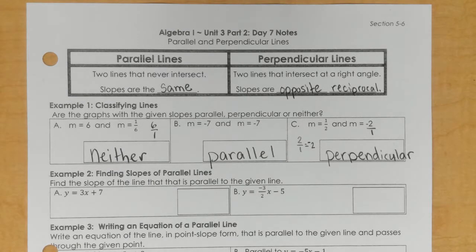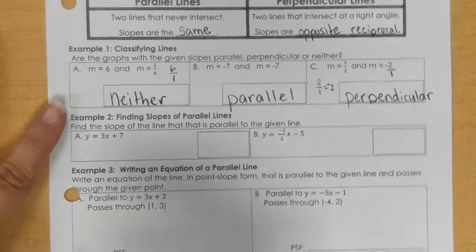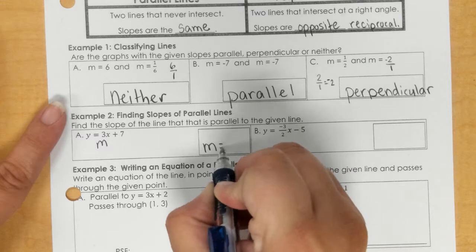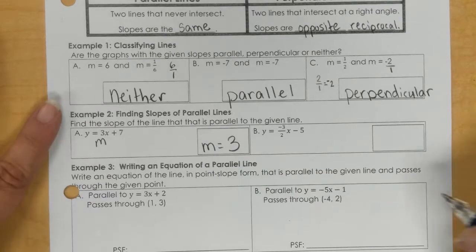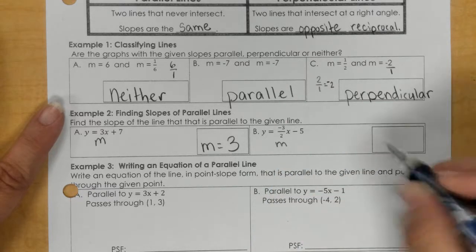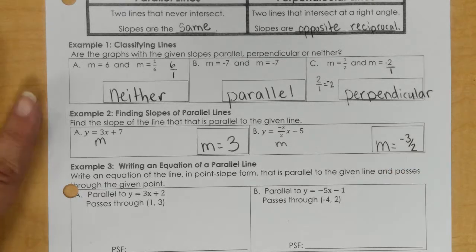Alright, so in example 2, this just wants us to find slopes of parallel lines. So find the slope of a line that is parallel to the given line. So in this equation, is your 3 or your 7 your slope? Your 3 is. And because parallel means same, my new slope would be the same, 3. Okay, so here's my slope. If I had a different line that was parallel to that one, it would have the same slope, -3/2.